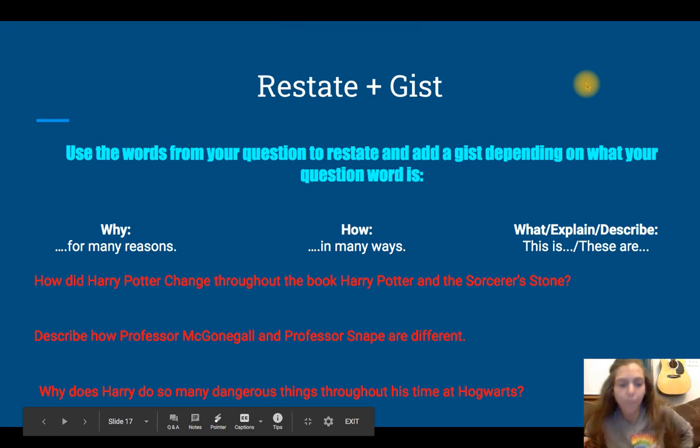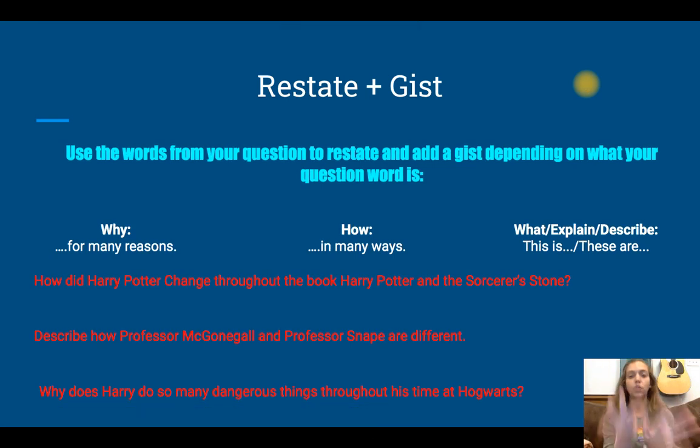All right, we have 3-ish realms of questions that we can answer using better answer strategy. A why question, a how question, and a what question. Now, also sometimes we get questions that say explain blah, blah, blah, or describe blah, blah, blah. And it's not really a question, but it's telling you to do something. And those go in the realm of a what question.